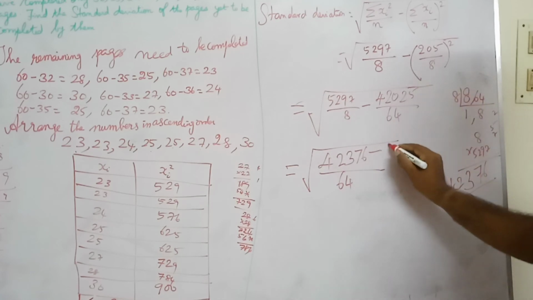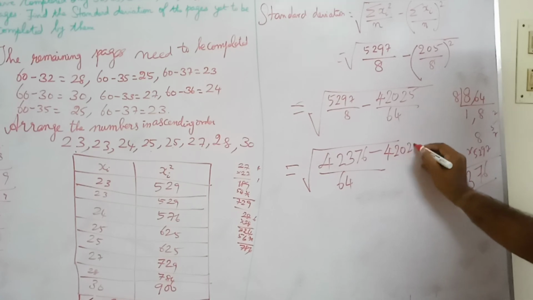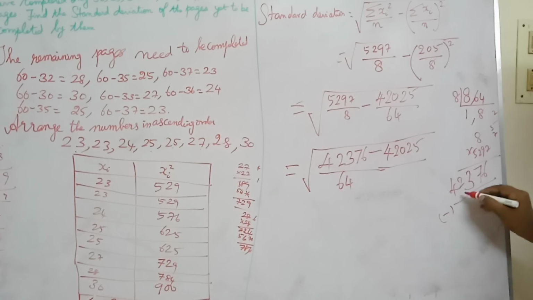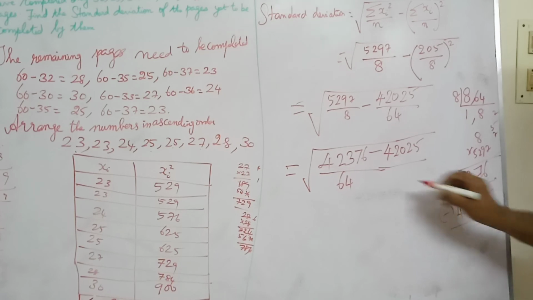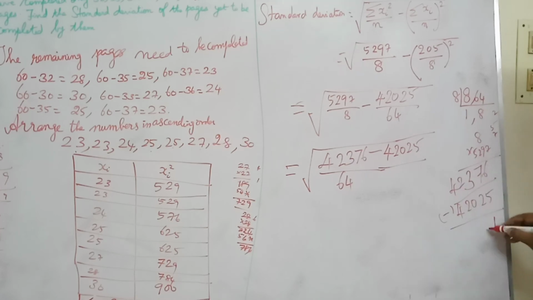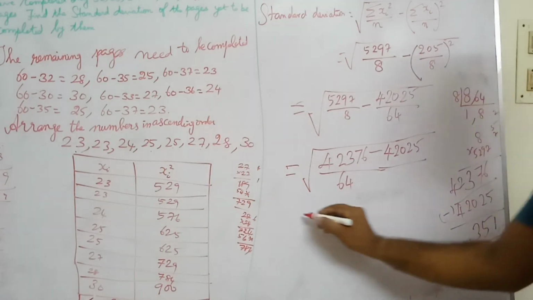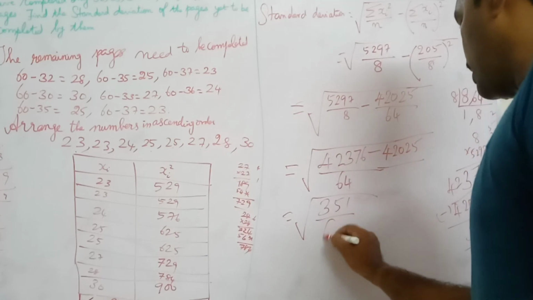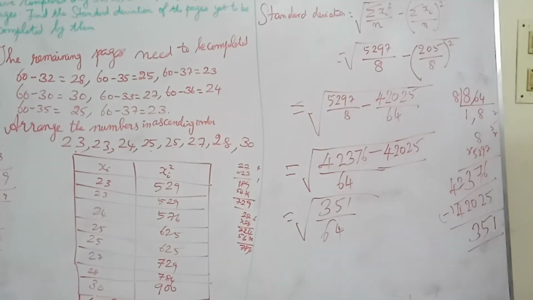1 into 42025. So 42376 minus 42025. 6 minus 5, 1. 7 minus 2, 5. 3 minus 0, 3. So now 351 divided by 64. So how much is 351 divided by 64?